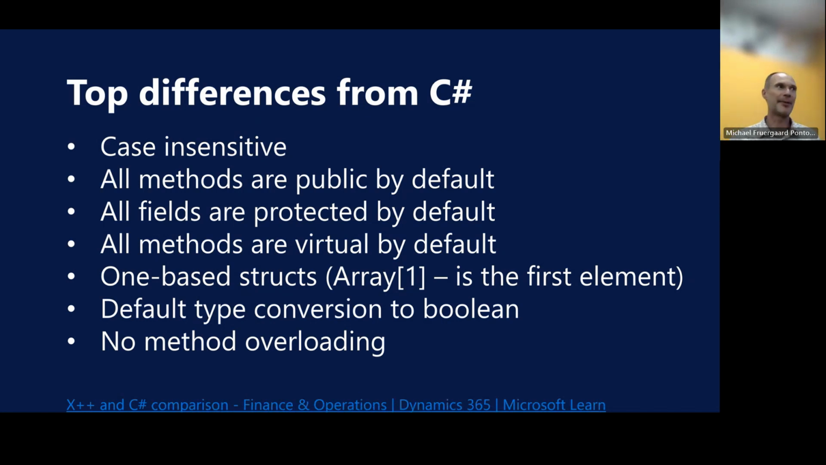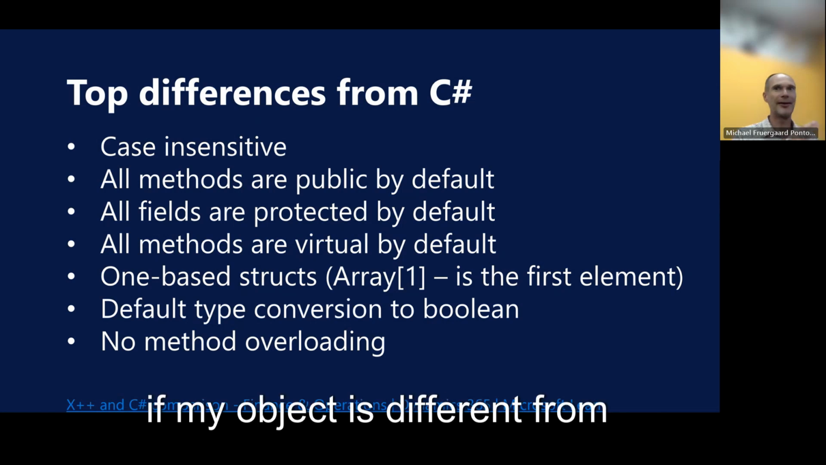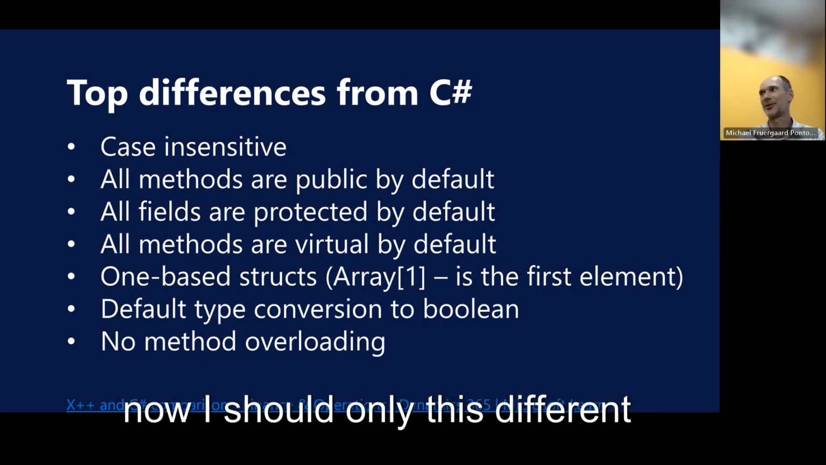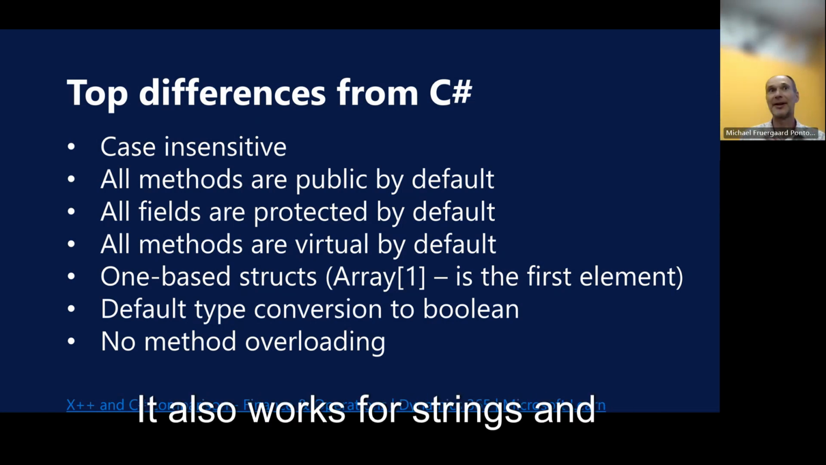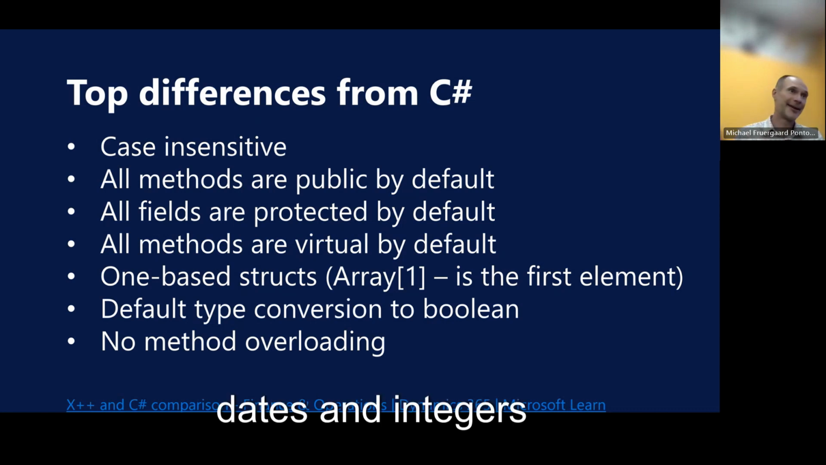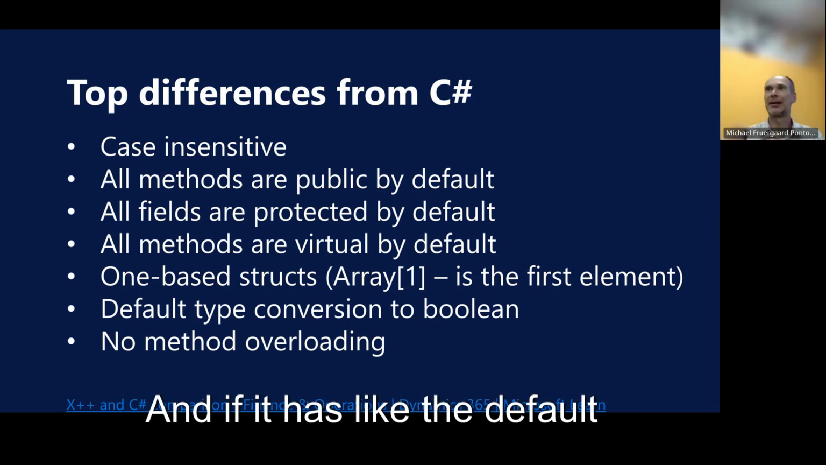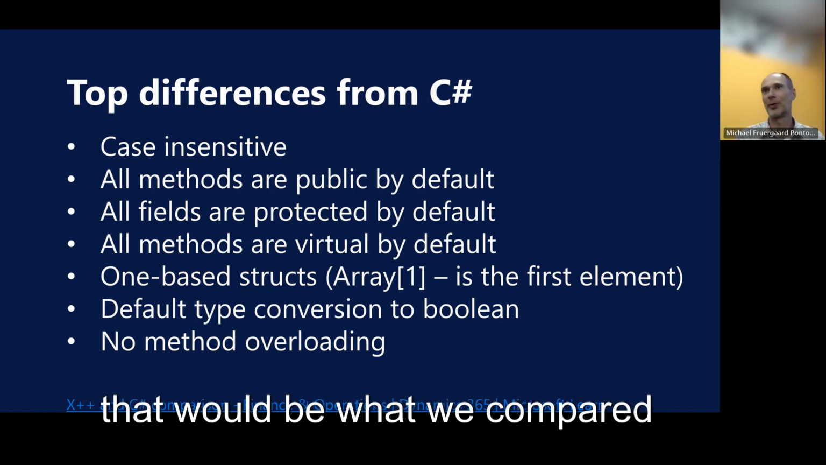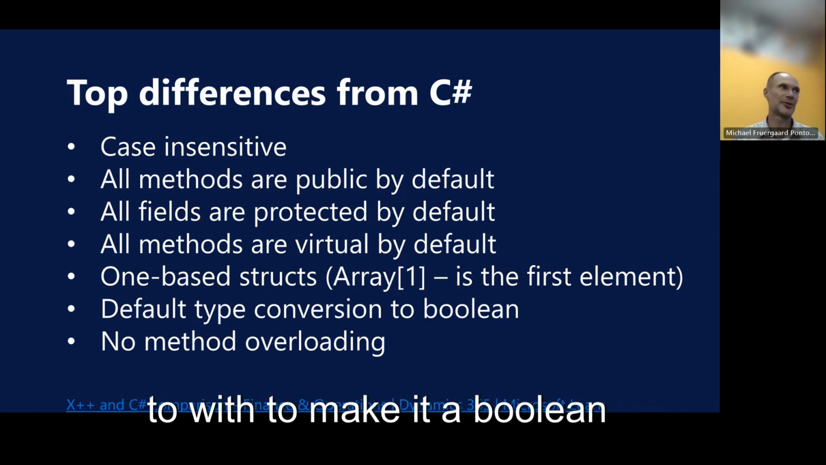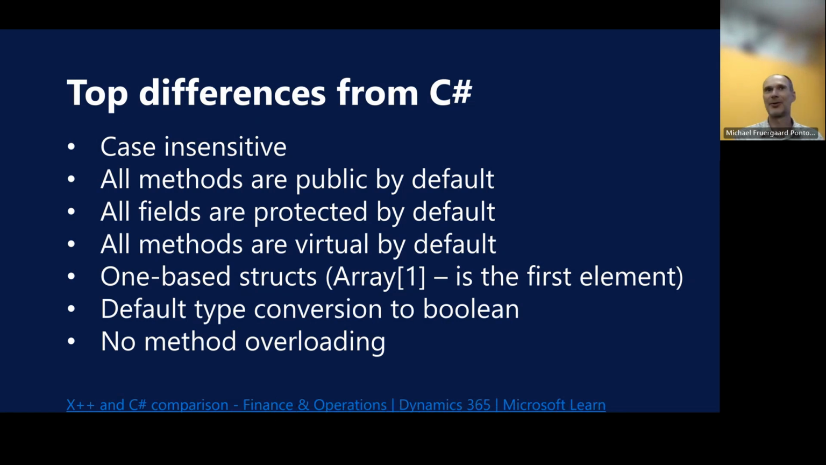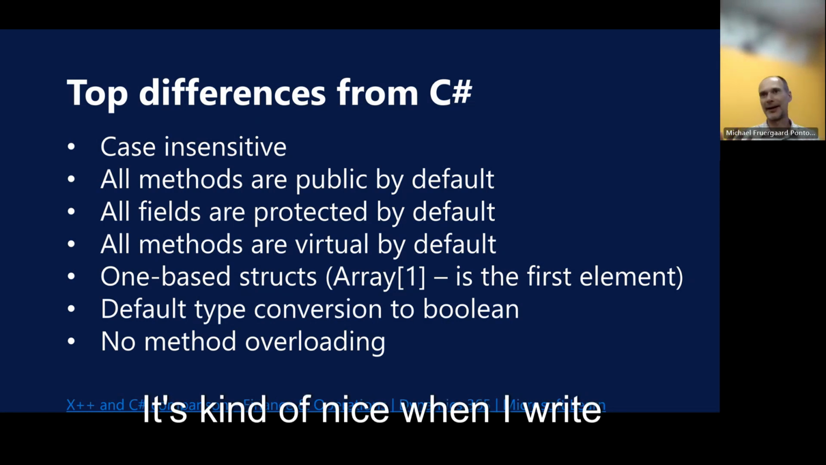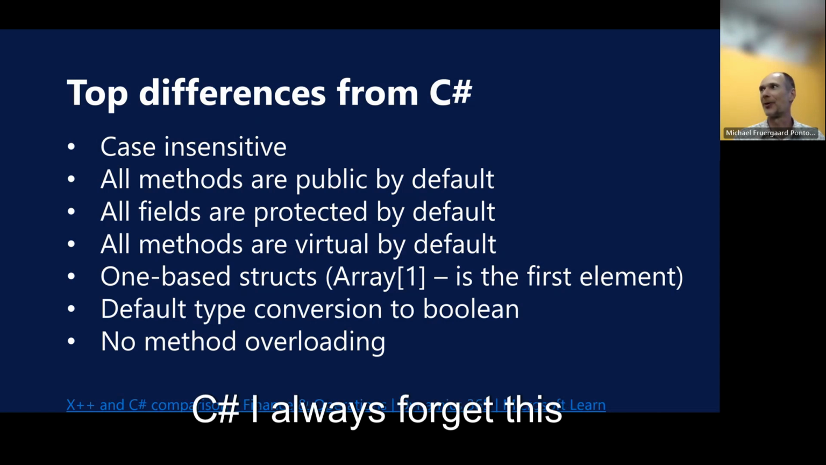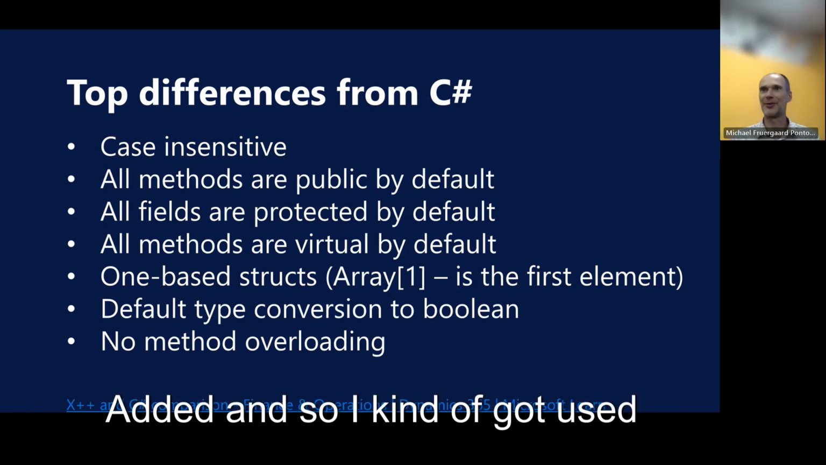If you have a type, it can be converted to Boolean automatically. So you can write if my object, which in C# you would write as if my object is different from null. So you don't need this different from. It also works for strings and dates and integers. If it has the default value, like zero or blank, that is what we compare to in order to make it a Boolean. So when you read the code, you need to write a little bit less. So it's kind of nice. When I write C#, I always forget this and I need to add it in. So I kind of got used to this shortcut.